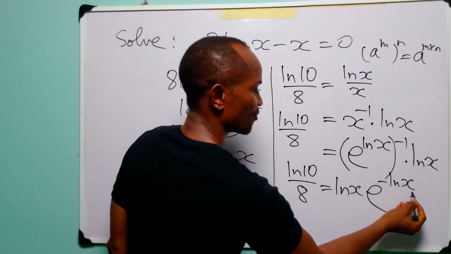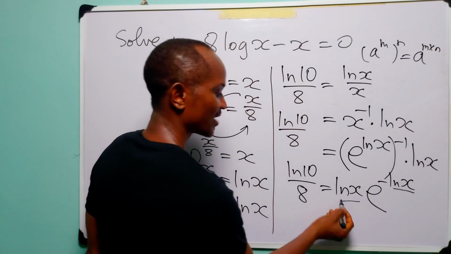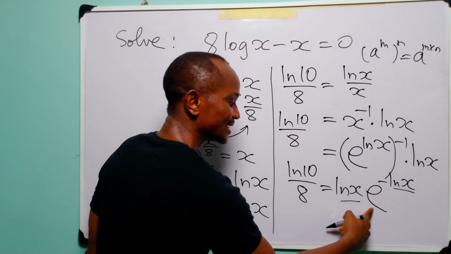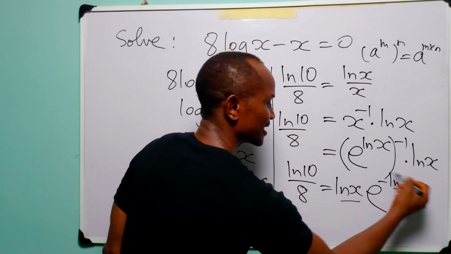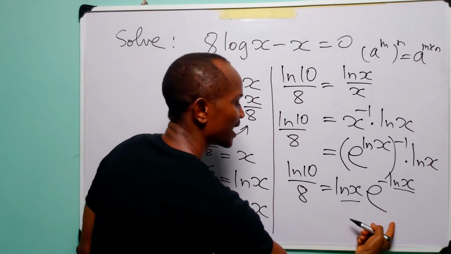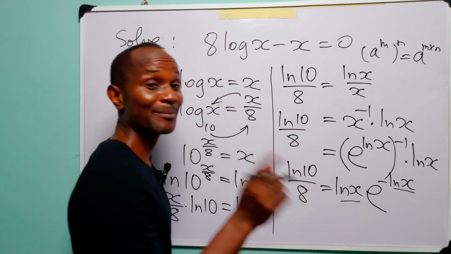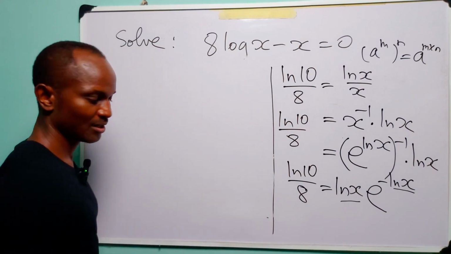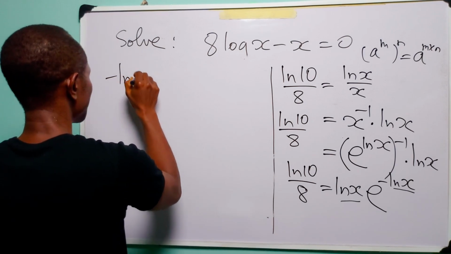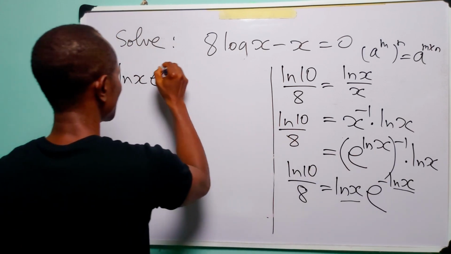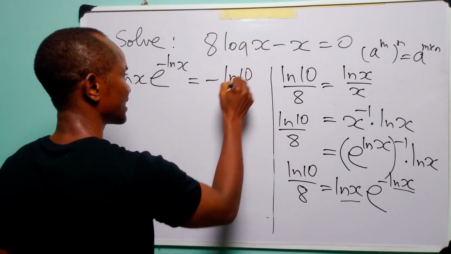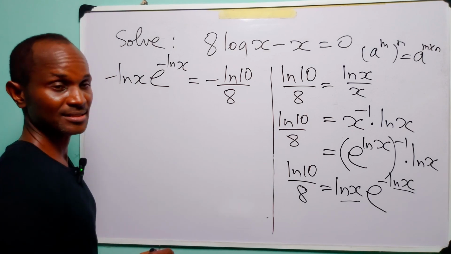Now notice that we already have ln x here and we have ln x here. The only thing that is lacking here to make what we have before e look like exactly what we have in the exponent is this negative sign. And how do we introduce that negative sign? By multiplying both sides of this equation by minus 1. So when we multiply both sides of this equation by minus 1, we have that minus ln x times e raised to power minus ln x is equal to minus ln 10 divided by 8.